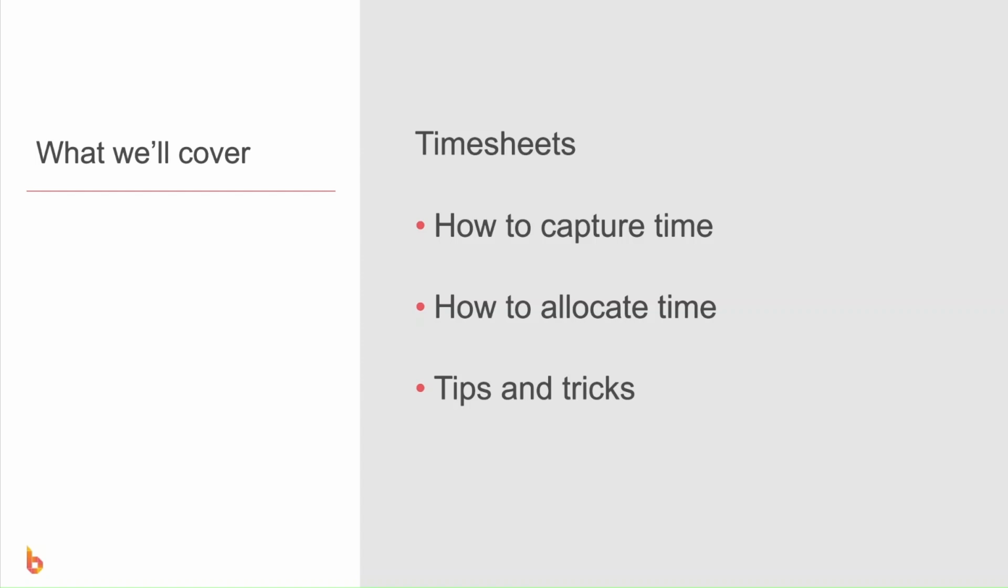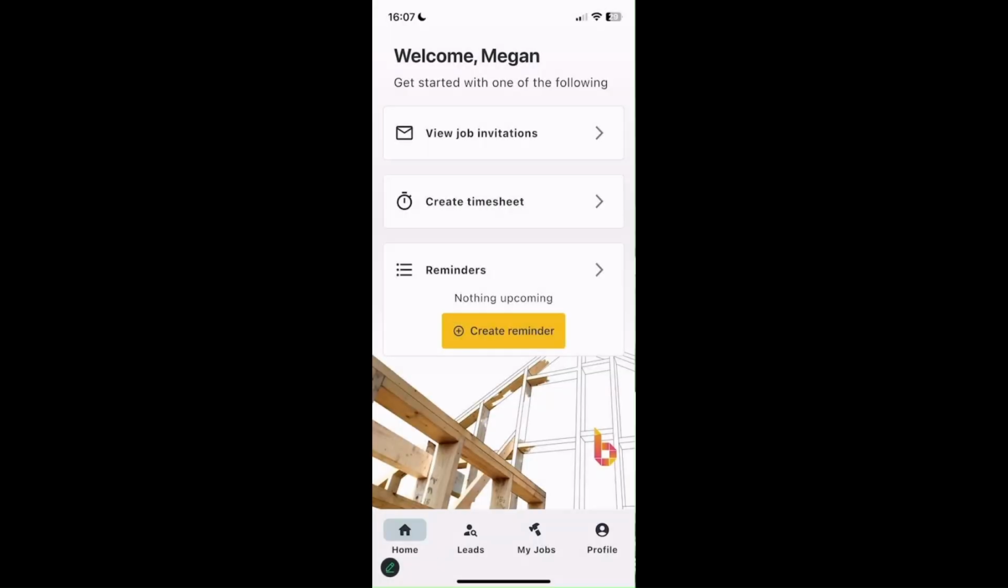I'll be switching back and forth between my Buildxact account on the desktop and the Buildxact on-site app on my phone, just so you can see what it looks like from both sides. So let's jump over to my phone, and the first thing is you'll need to have a job created in Buildxact for this. That is the only prerequisite to using the timesheets.